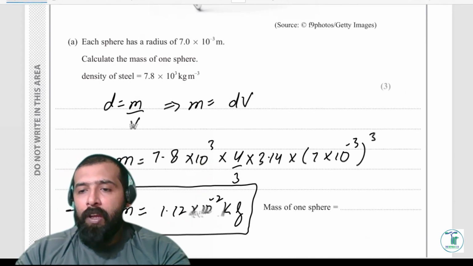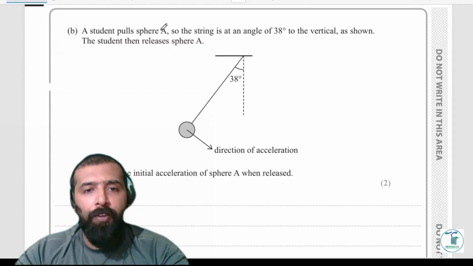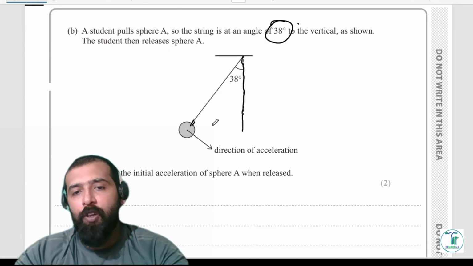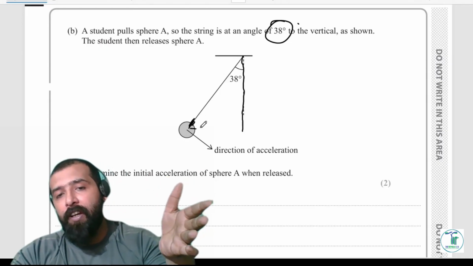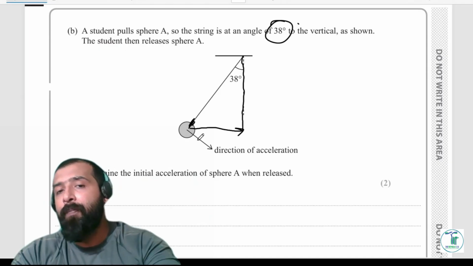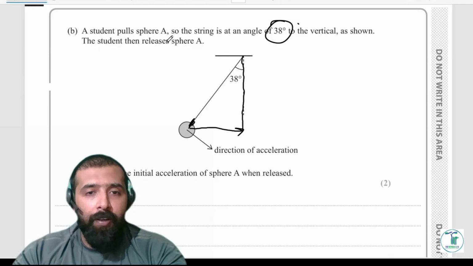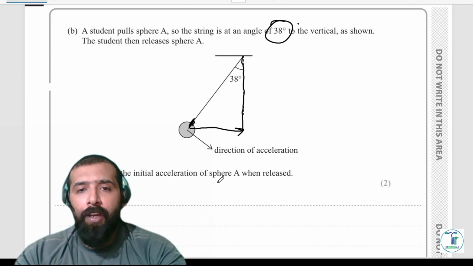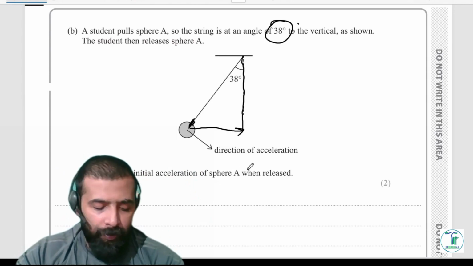Got it? Now, after this question, we have something like: student pulls the sphere A so that the string is at an angle of 38. So you've got an angle of 38 over here. I'm just going to complete the triangle. Since it has got to its maximum position, the direction of acceleration has to be from here, right? So as shown, releases from sphere A. Determine the initial acceleration of the sphere A when released. So you just need to calculate the initial acceleration of the sphere when it is released.